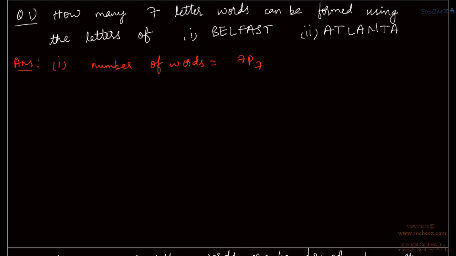You are supposed to make 7-letter words. You have a total of 7. So you are choosing 7 from 7 and arranging them. So it's nothing but 7 factorial, which is 5040. So you can have as many as 5040 words from the letters of Belfast. Belfast is just one of them, right?